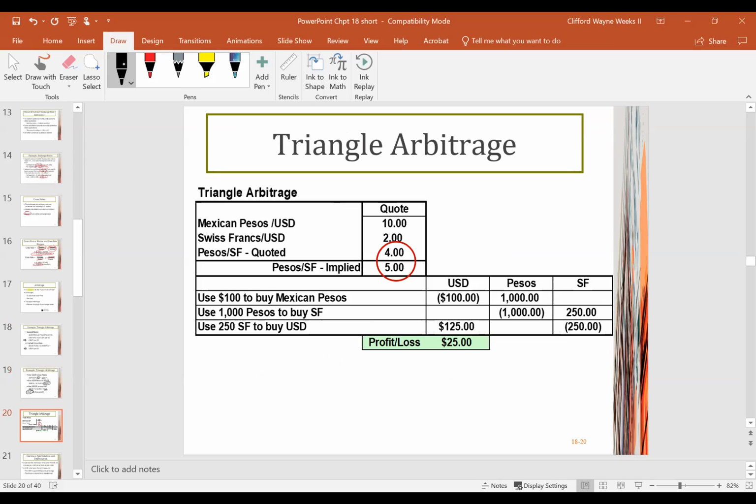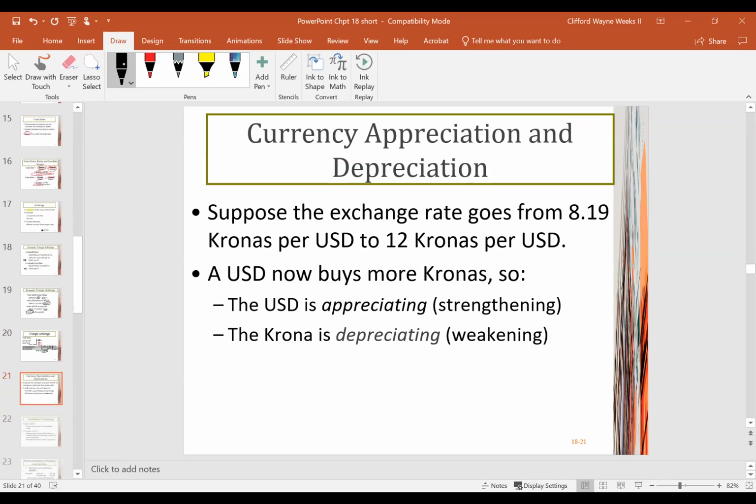So to put it a different way, kind of an accounting-looking thing, you had the $100, so you subtracted your $100 of US, and you converted that into pesos. Then you took those pesos and purchased the Swiss francs, and then you took those Swiss francs and purchased US dollars again, and you made your $25. This is what's referred to as triangle arbitrage. Sounds like a good multiple choice question to me.